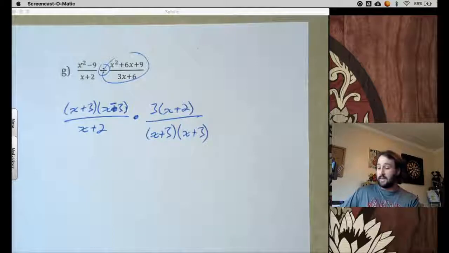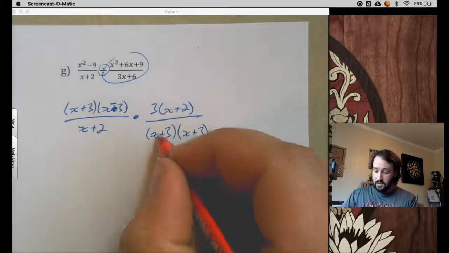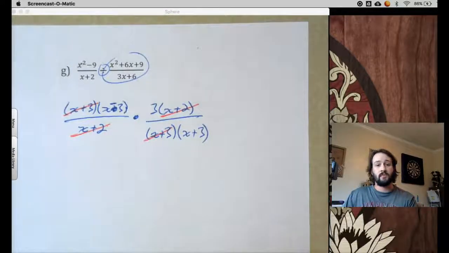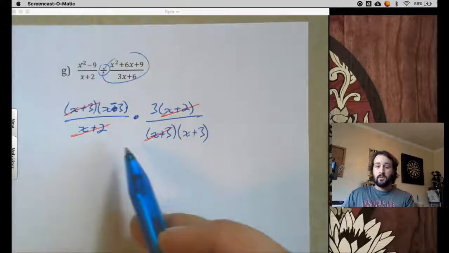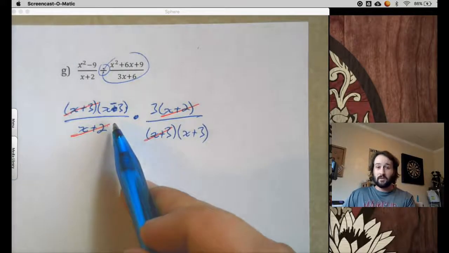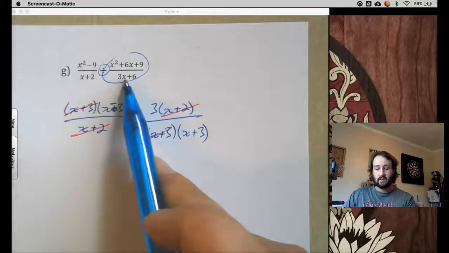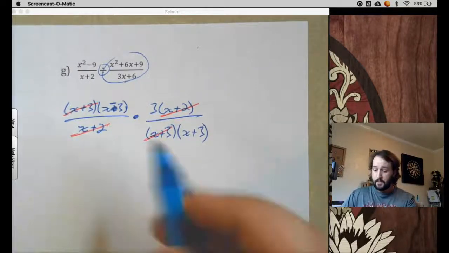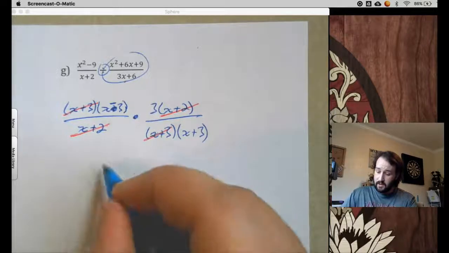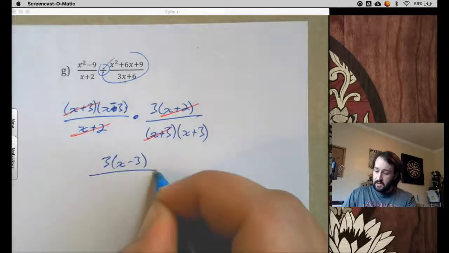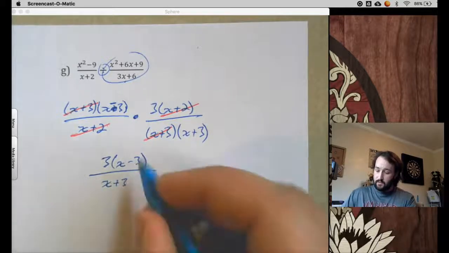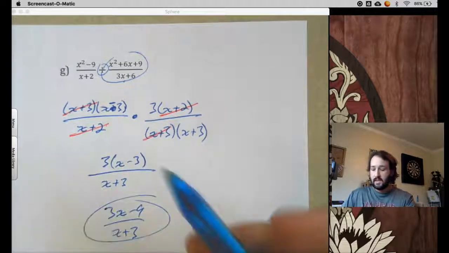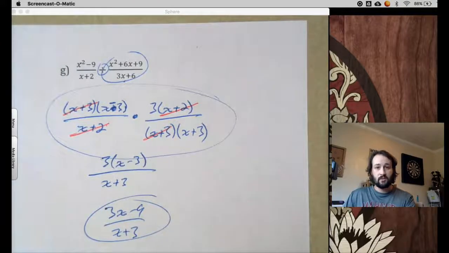So now let's see if something divides out. I see a couple things. We have an x plus 3, and an x plus 3 will divide out. I also have an x plus 2 and an x plus 2 will divide out as well. So doing that, factoring this stuff, made our lives so much easier because now we didn't have to multiply x squared minus 9 times all this junk and then try to factor and then try to reduce. We could kind of reduce along the way. So now I just have x minus 3 and 3, so 3 times x minus 3, and the denominator is just x plus 3. So really this is just 3x minus 9 over x plus 3. Save yourself some time and take this second to factor everything out and see what reduces.